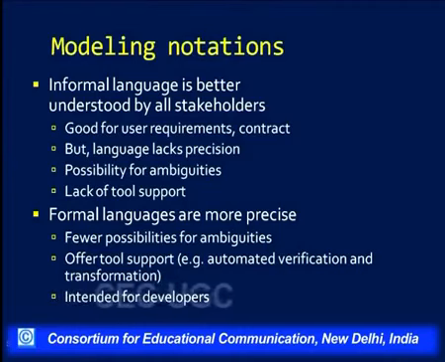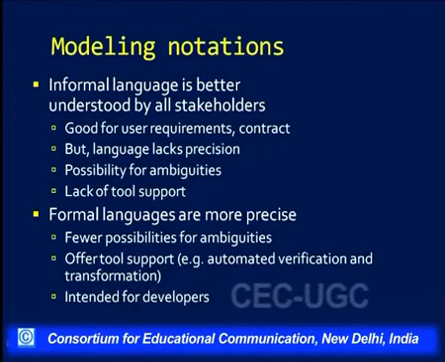Also because the domain knowledge of the stakeholders differs, this modeling notation, even though it is preferred, may lead to some kind of problems if there is not a robust channel of communication between all stakeholders in the process. Formal languages are more precise, and there are fewer possibilities of ambiguity. They offer support, like automated verification and transformation, but they are more intended for developers and technical people, and they are less aimed for the client side or for naive users or people who have less technical knowledge.